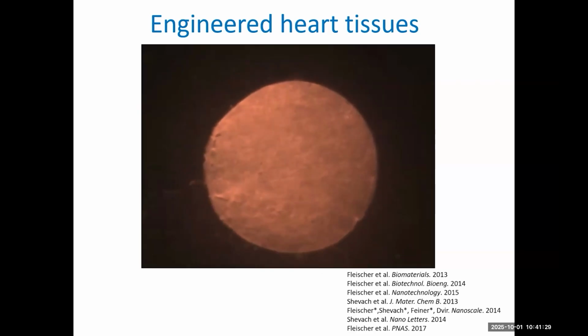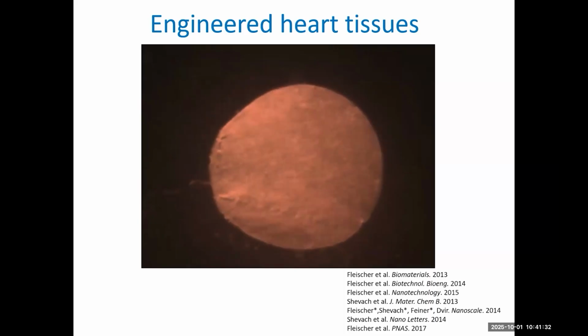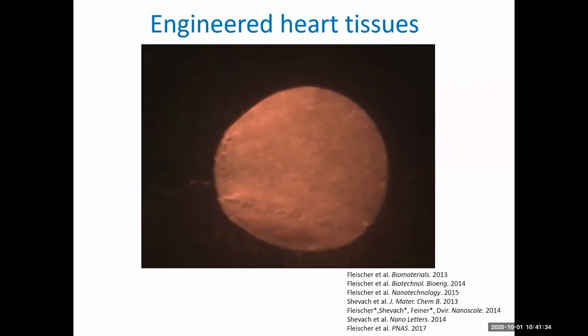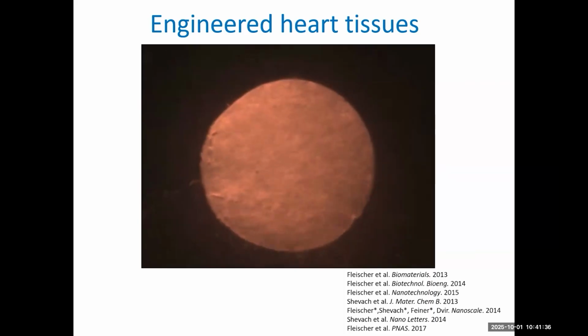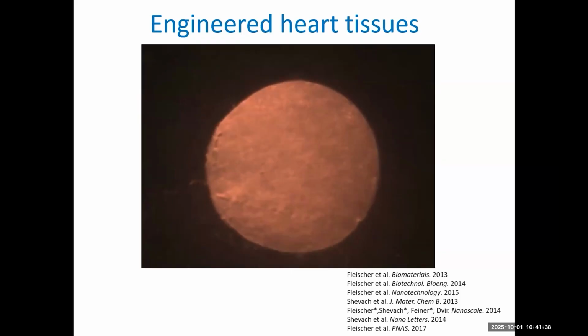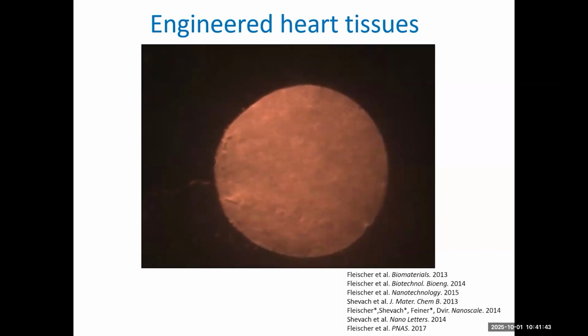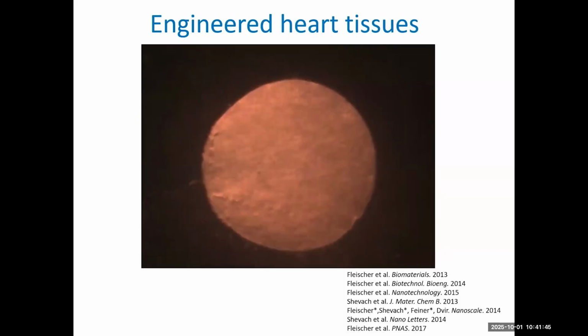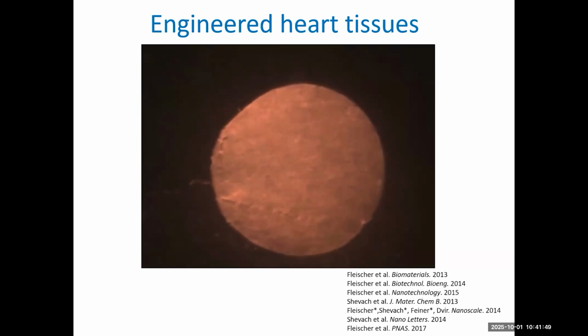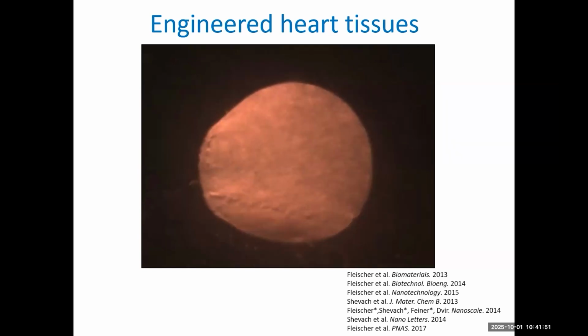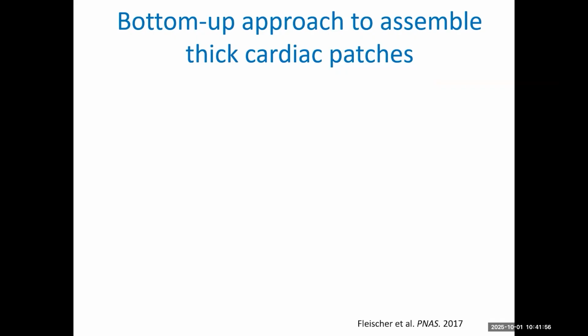However, when we talk about human hearts, we're talking about something that is much thicker, about 1 centimeter thick tissues. And when we go into thick tissues and we try to seed the cells, we have mass transfer limitations. Oxygen cannot penetrate deep into the tissue, and most of the cells in the core of the tissue simply die. So we decided to create a different approach. We call it the bottom-up approach to assemble thick cardiac patches.